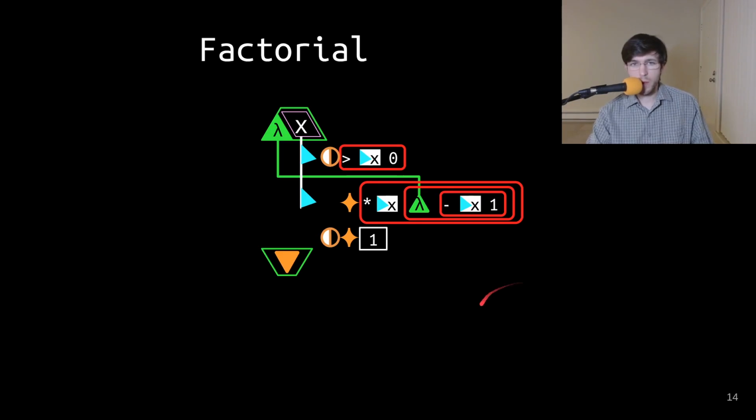Here's factorial. We're just defining a function here. Again, we have a multi-if. If x is greater than 0, then we go to this recursive case where we're doing x times the factorial of x minus 1. And then if x is not greater than 0, we just return 1. And so you can see here we're using tunnels, and the value of the function itself can be got at by connecting a wire to the lambda. So that's how you can do recursion.